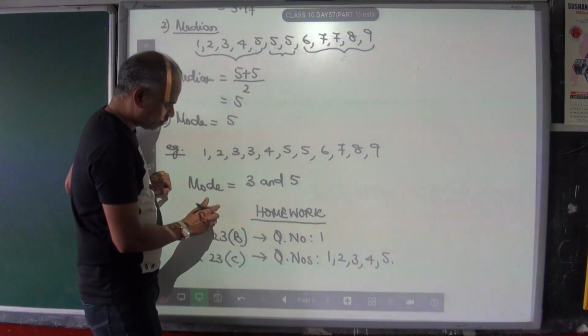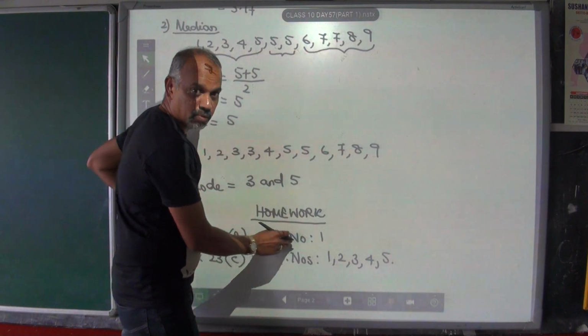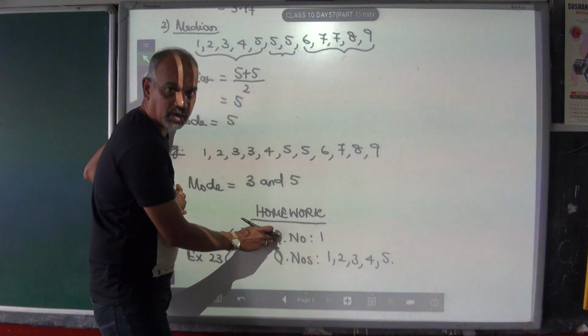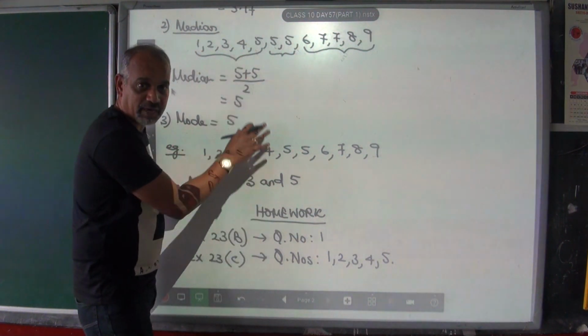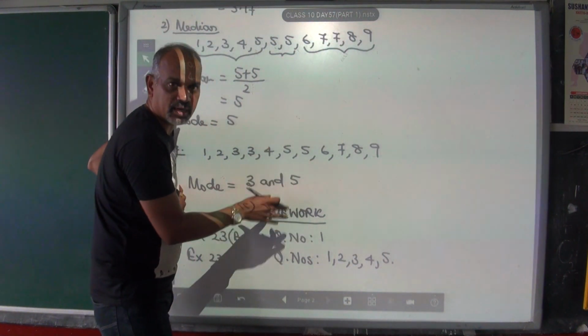And your homework is exercise 23B, question number 1. Okay. This question number 1, if you notice, you have to find only mean. So find only mean, no need to find all the 3. Okay? Find only whatever is asked, mean or median or mode.